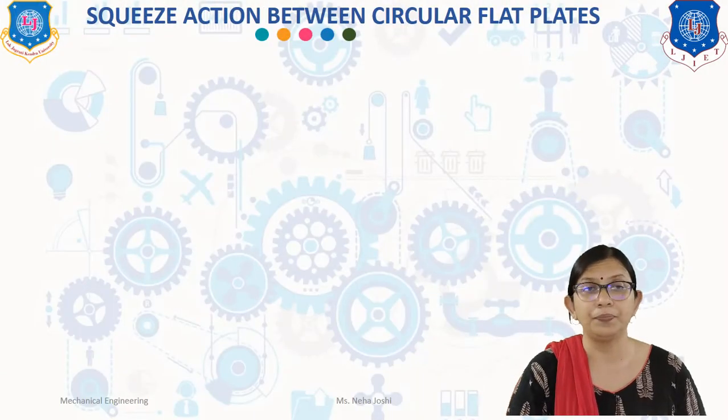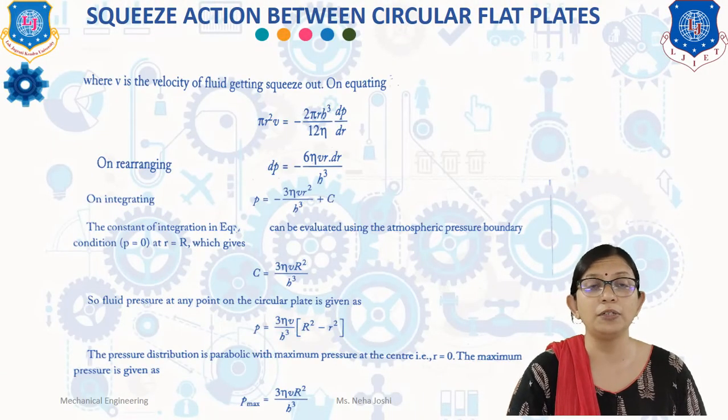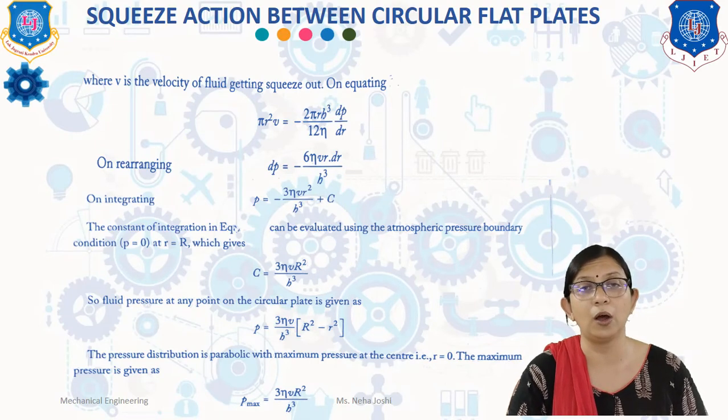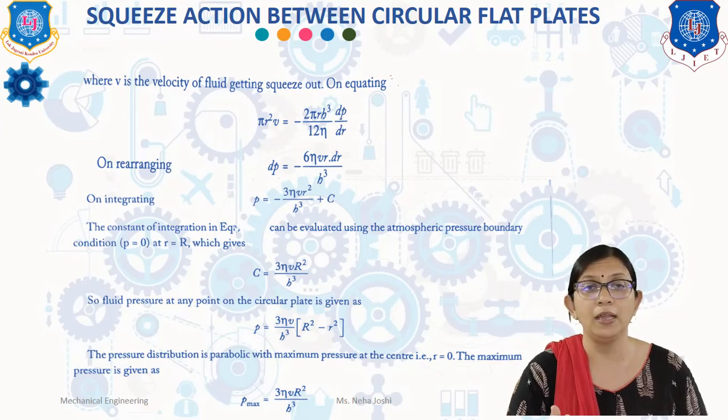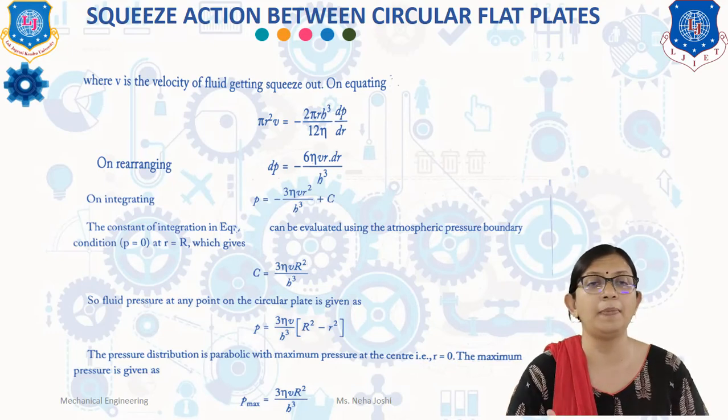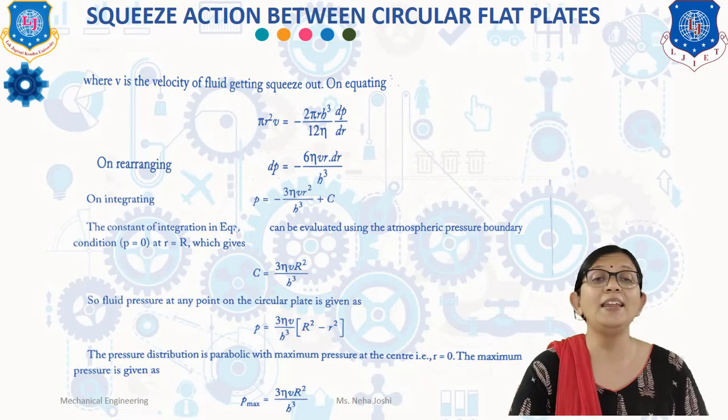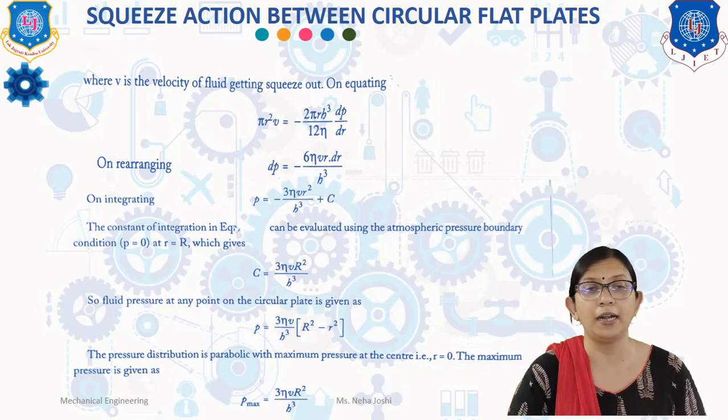Now, what is V? V is the velocity of fluid getting squeezed out. On equating this equation, we get pi R square V is equal to minus 2 pi R h cube divided by 12 into eta into dP by dr. Now by rearranging this equation, we get dP is equal to minus 6 eta V R into dr divided by h cube.